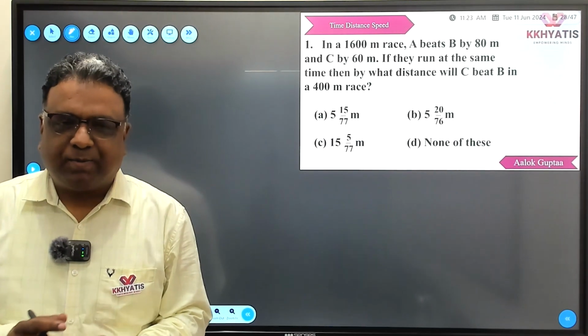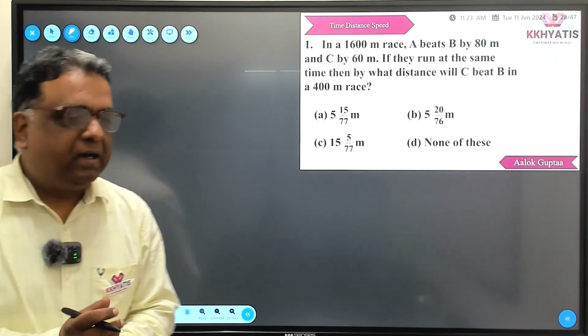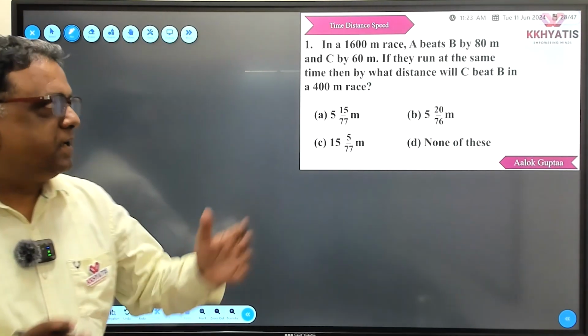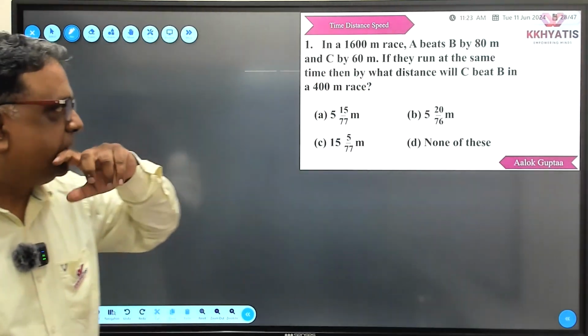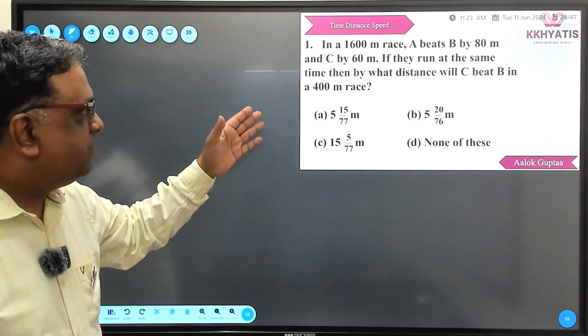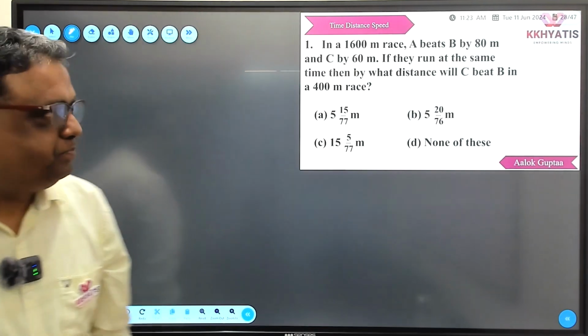In today's session, I'm going to solve 8 to 10 sums of a particular type of race, and let us see how to address those kind of problems. The first sum goes like, in a 1600-meter race, A beats B by 80 meters and C by 60 meters. If they run at the same time, then by what distance will C beat B in a 400-meter race?